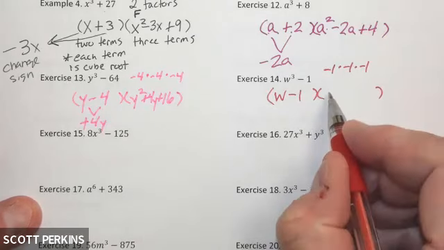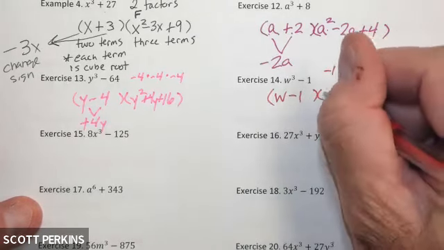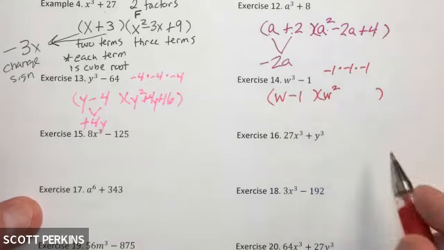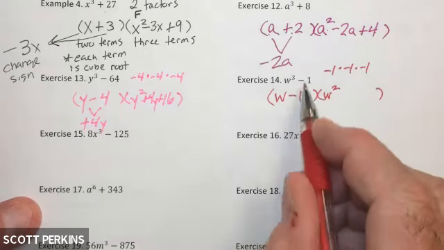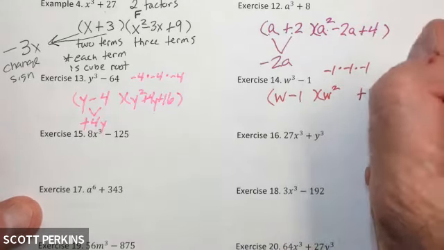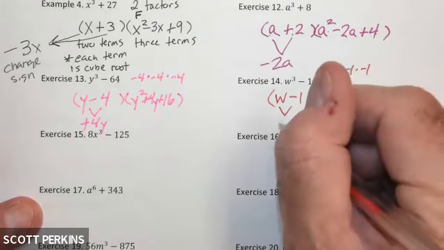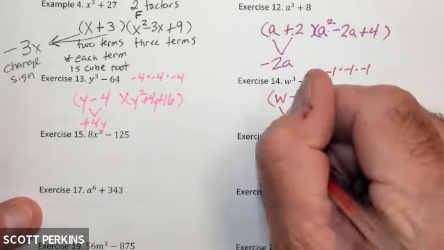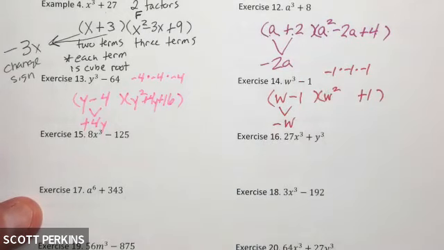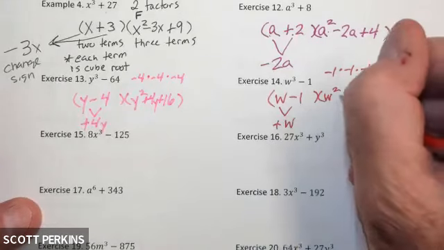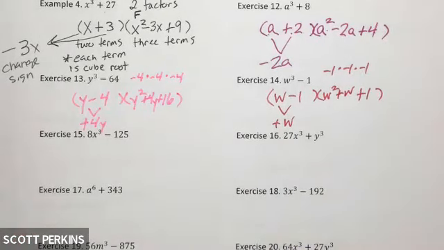All right, so my first, what times w is w cubed? That's going to be w squared. My last, what times negative 1 is negative 1? Well, that's going to be a positive 1. And then I multiply both of these two things together. So w times negative 1 is negative 1w, or just negative w, and then change the sign. So it becomes a plus w, and there we go.